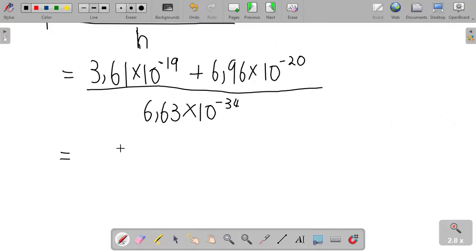6.96, and then we use a calculator there. It gives me 6.5 multiplied by 10, oh no, it's positive, it's not negative. So it's 10^14 hertz.